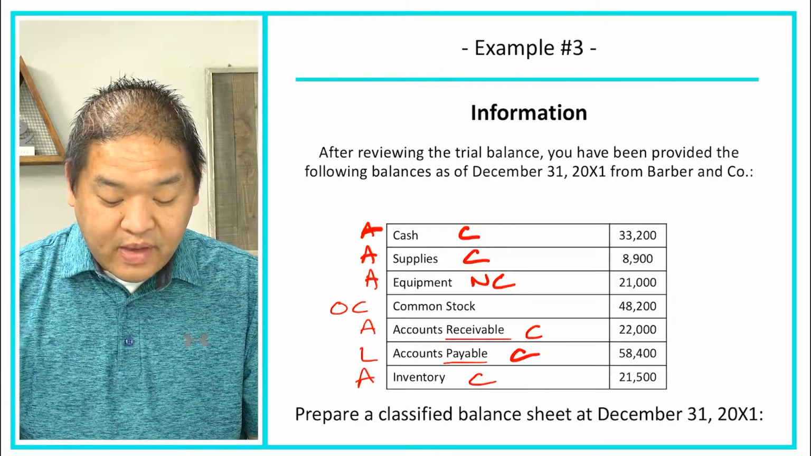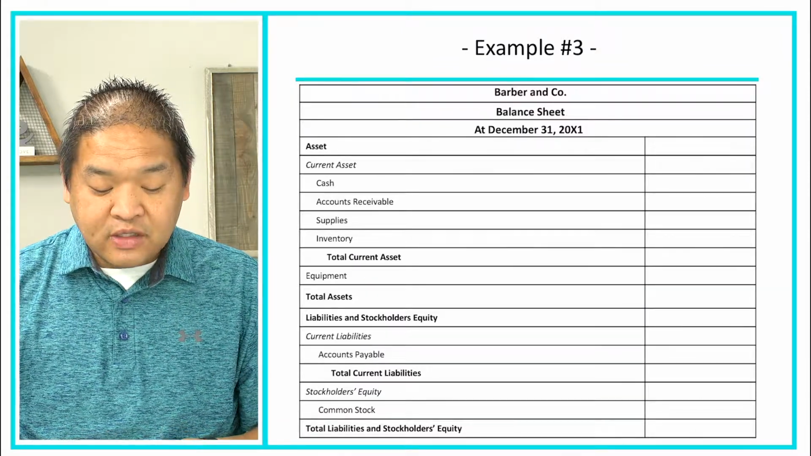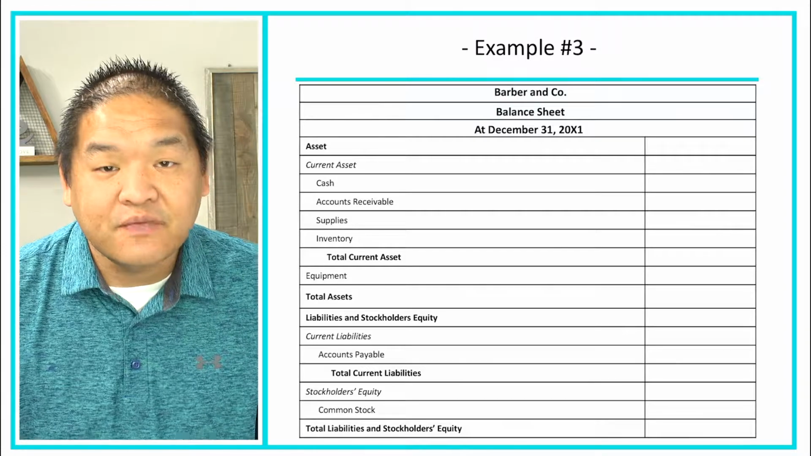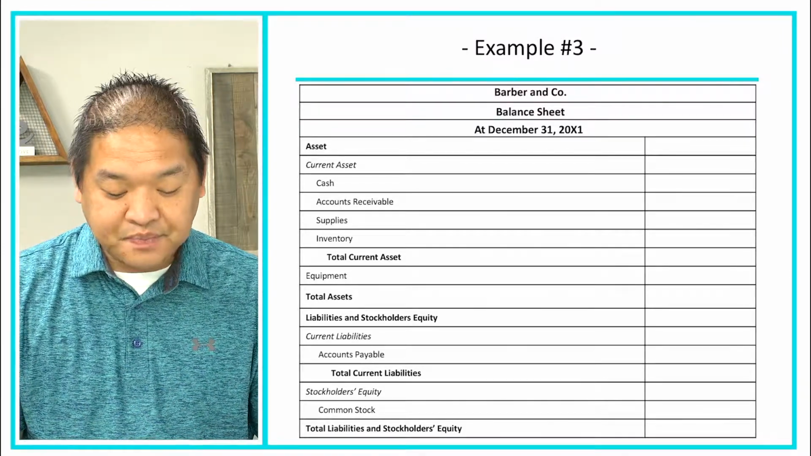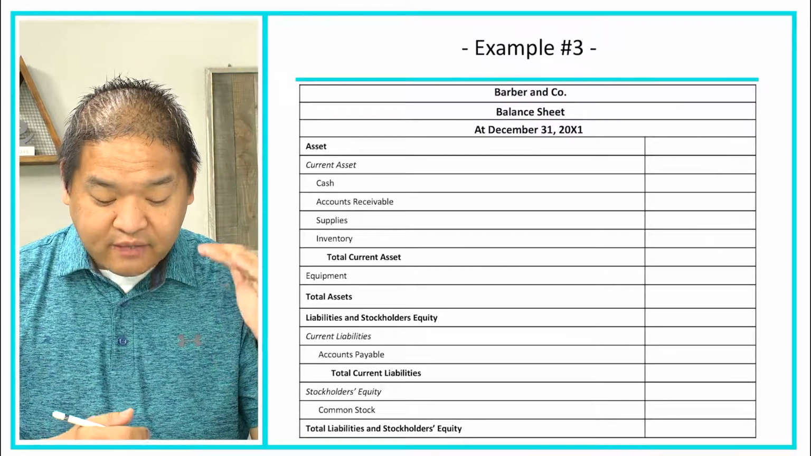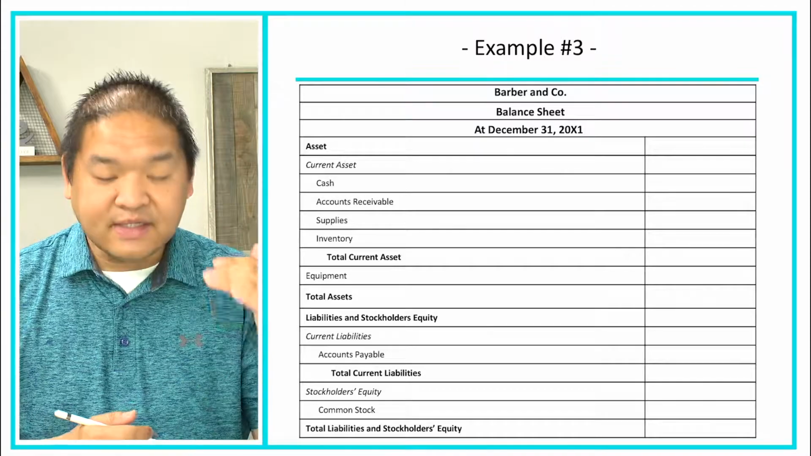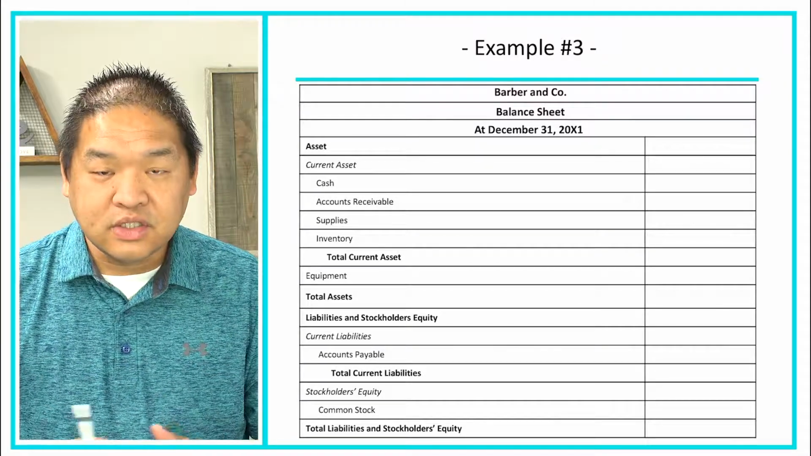All right, so now that we have that, let's go ahead and move over to our balance sheet. So I've already made this really easy for you. I've already put in the accounts on the left-hand side. Now we just need to put in the numbers here. So we start with all of our assets and we put our currents. So I have cash, accounts receivable, supplies, and inventory. Those are the current assets. We got equipment after that because that's the only long-term asset there.